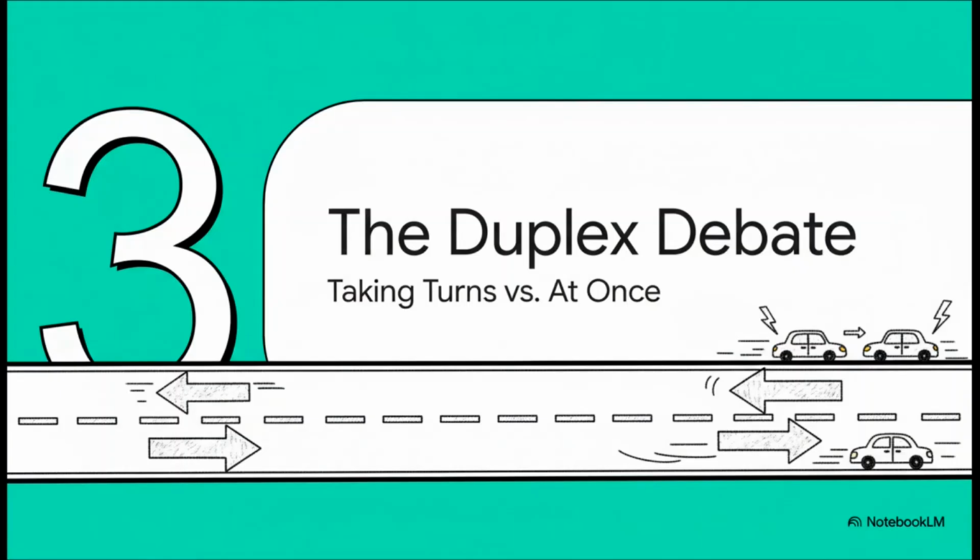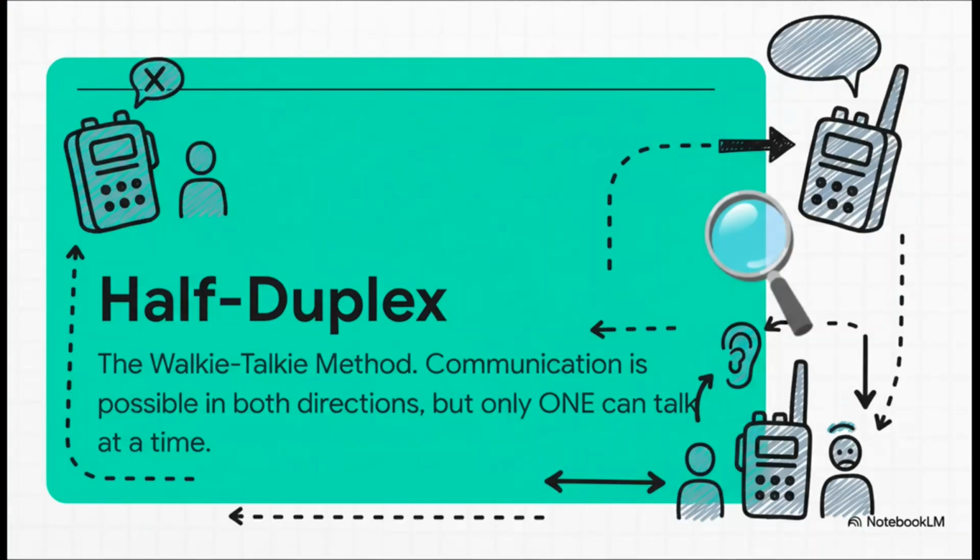Okay, this is where it gets really, really interesting. Because that 2-way duplex street we just mentioned, it actually has 2 different ways of managing all that traffic. And believe me, the difference between them is absolutely critical. So first up is what we call half-duplex. And the easiest way to think about this is a walkie-talkie. You can talk, your friend can talk, but you absolutely cannot talk at the same time. You have to take turns.